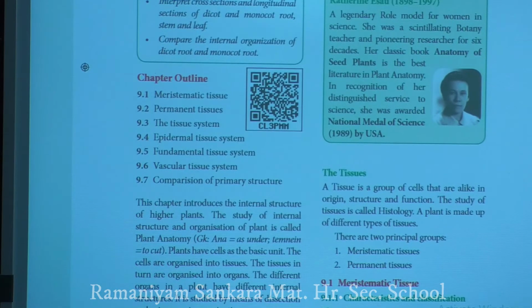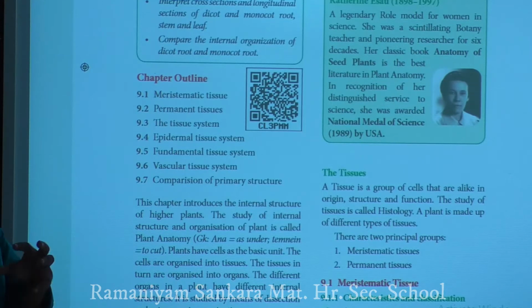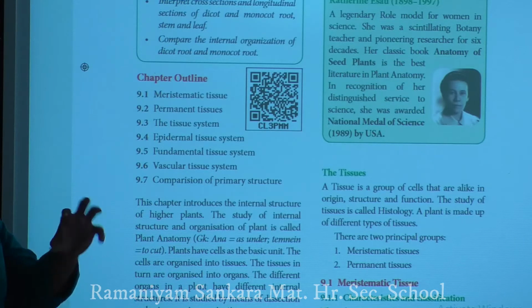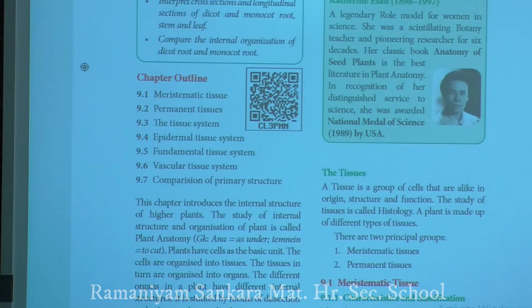Plants have cells as the basic units. A group of cells is called a tissue, a group of tissues is called an organ, a group of organs is called a system, and a group of systems is called the plant body. The cells are organized into tissues, and the tissues in turn are organized into organs. The different organs in the plant have different internal structures. They are studied by dissections and microscopic examinations.